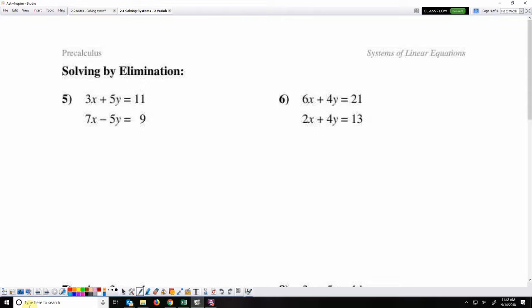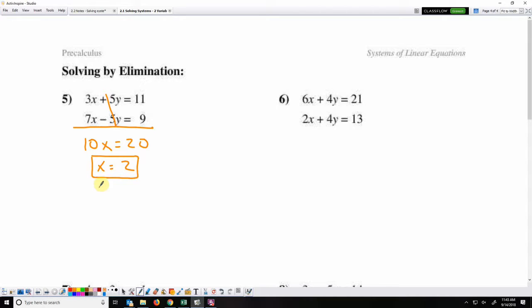Okay, the third method is elimination. Some people call it linear combination because you're combining the equations of two lines. Here I've got a 5y and a negative 5y. Those are opposites. When I combine these equations, 3 plus 7 is going to give me 10x. 5y minus 5y is 0, so those cancel. And 11 plus 9 is 20. So if I divide by 10, I get x equals 2.